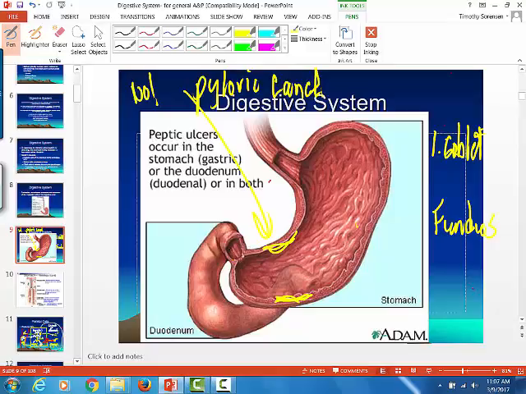The end of the stomach, pyloric canal, and then there is a circular band of muscle that separates the stomach from the first part of the small intestines called the duodenum. And that circular band of muscle is called the pyloric sphincter. Pyloric sphincter.